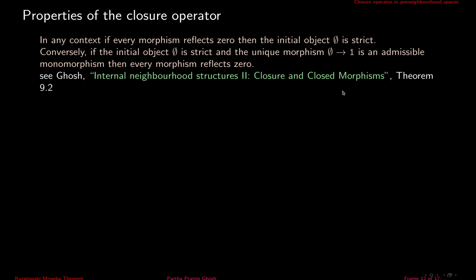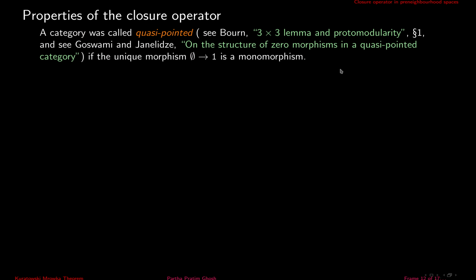Now, if every morphism reflects zero, the initial object must be strict. On the other hand, in presence of the property that the unique morphism from the initial to the terminal is an admissible monomorphism, strictness of the initial object ensures that every morphism reflects zero. Now, this special condition needs some reference.